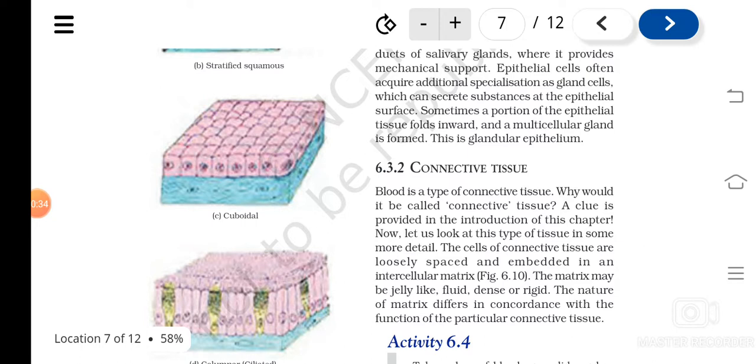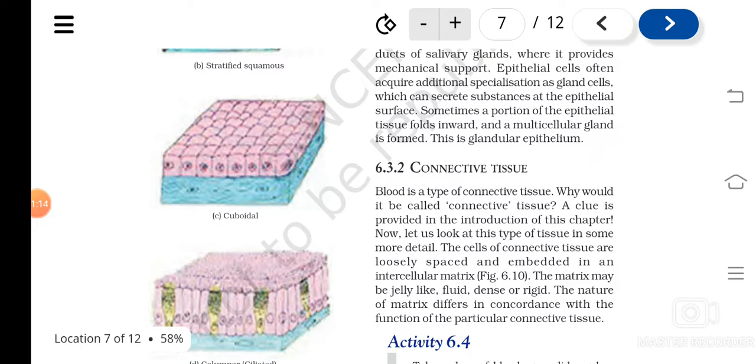And the speciality of connective tissue is that the cells of connective tissues are loosely placed in an intercellular matrix. There will be a matrix, and in that only the cells are placed. And you can also see some fibers that are secreted by the cells. And the matrix can be jelly like, it can be fluid like, it can be dense or rigid.